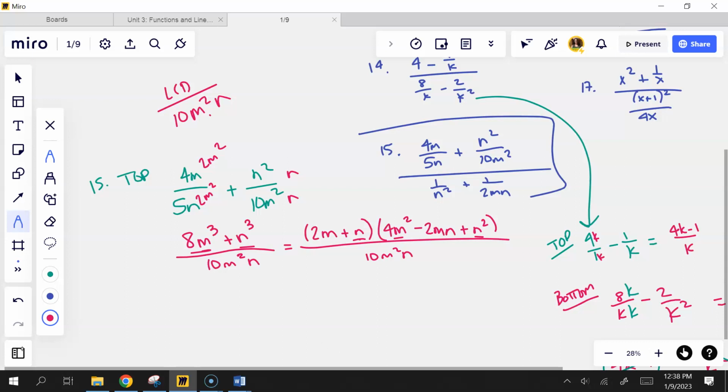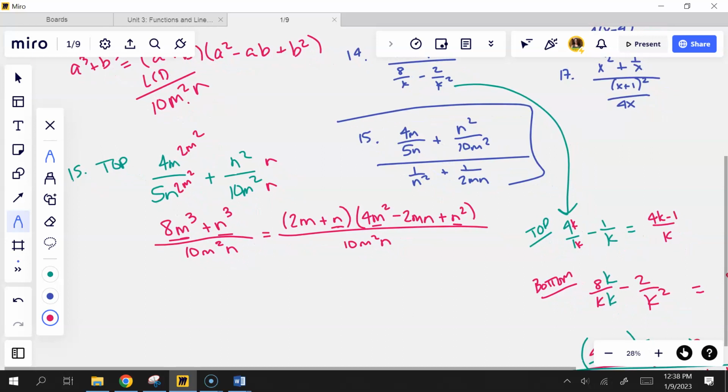The general form is a cubed plus b cubed equals a plus b times a squared minus ab plus b squared. It's the hardest to remember. But it's the same as the difference. They're the same. Sum or difference of cubes.